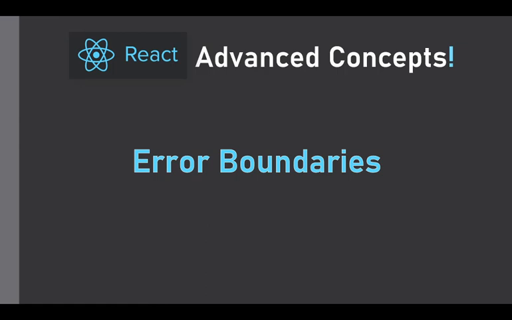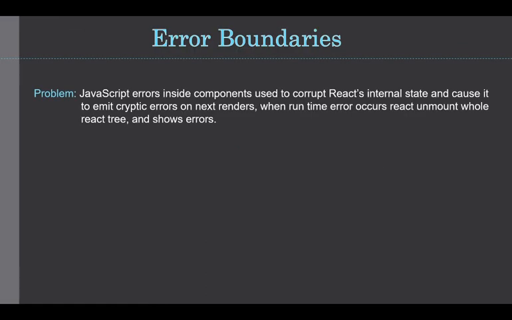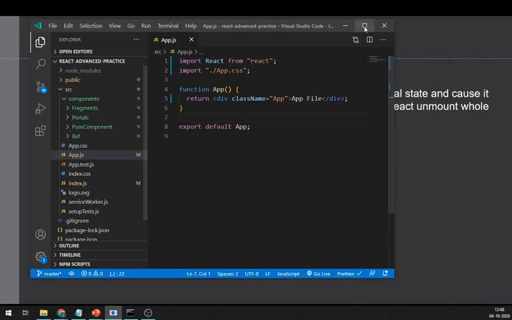Hey everyone, let's learn about error boundaries. What problem does it solve? JavaScript errors inside components used to corrupt React's internal state and cause it to emit cryptic errors on the next renders. In short, when runtime errors occur, React unmounts the whole React tree and shows the errors. Let's understand this by an example.